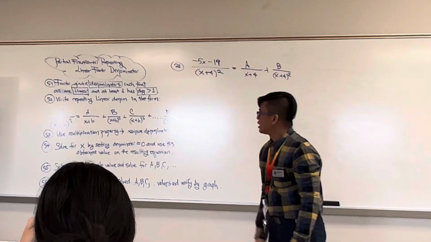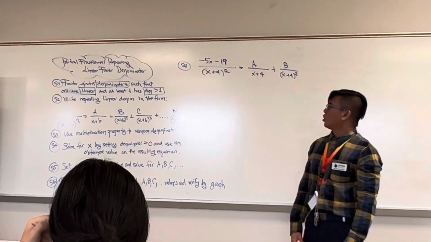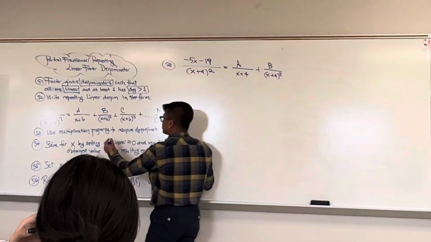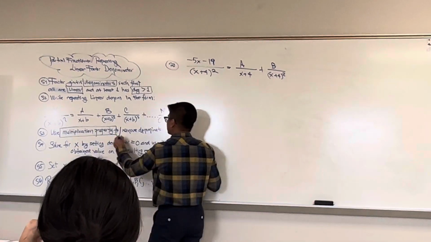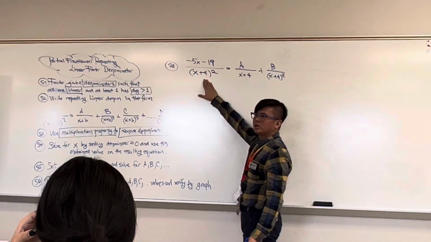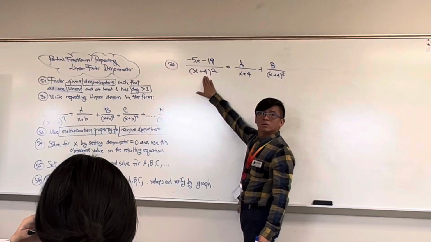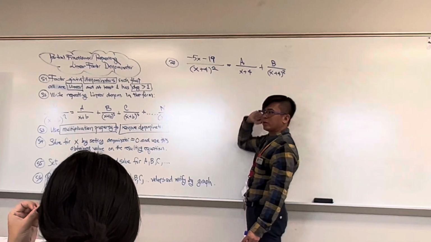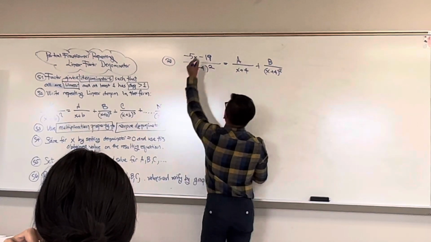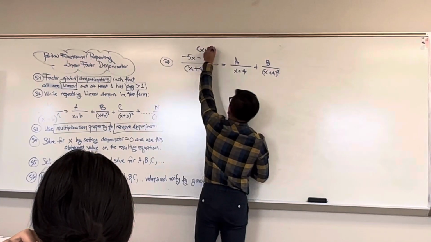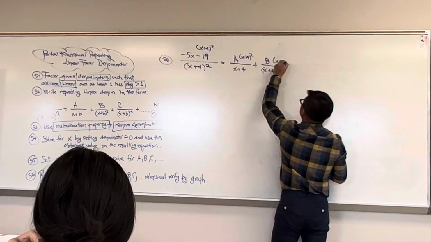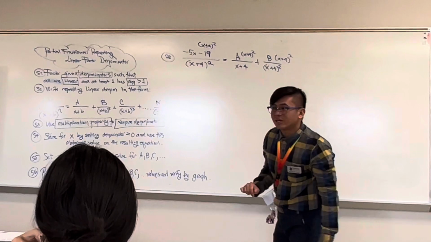Next, let's read step number 3. Use multiplication property to remove denominator. You want to get rid of the denominator. How do you do that? Multiply all of this by x plus 4 squared. All of these: x plus 4 squared, same here, x plus 4 squared, same here, x plus 4 squared.